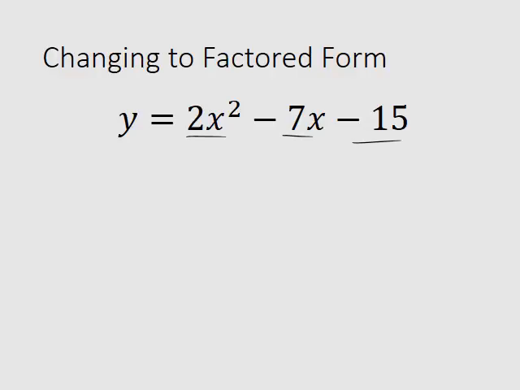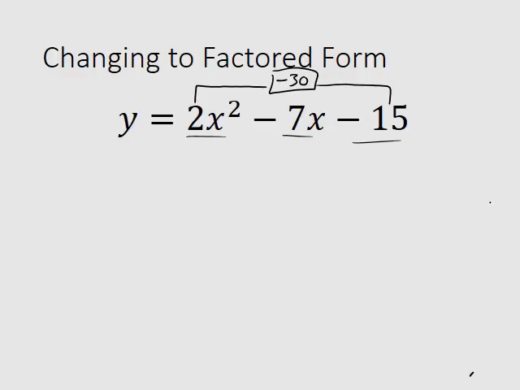So I'm going to start factoring by grouping, and the way to start that is I'm going to take my 2x and multiply it by my 15. And when I multiply 2x by negative 15, I get negative 30. And now I need to stop and think of two numbers that multiply to give me negative 30 and add to give me negative 7.